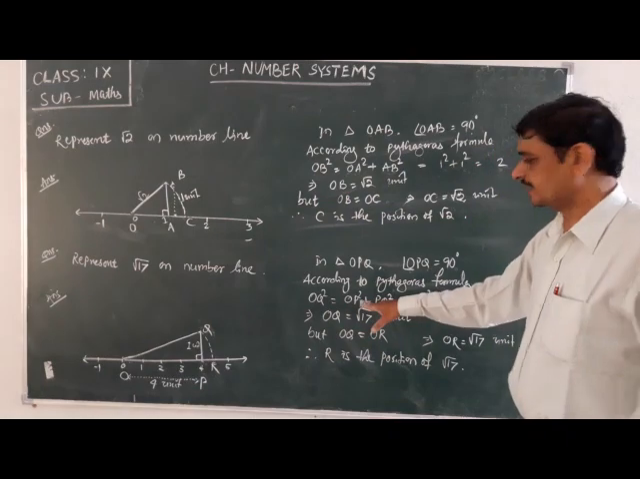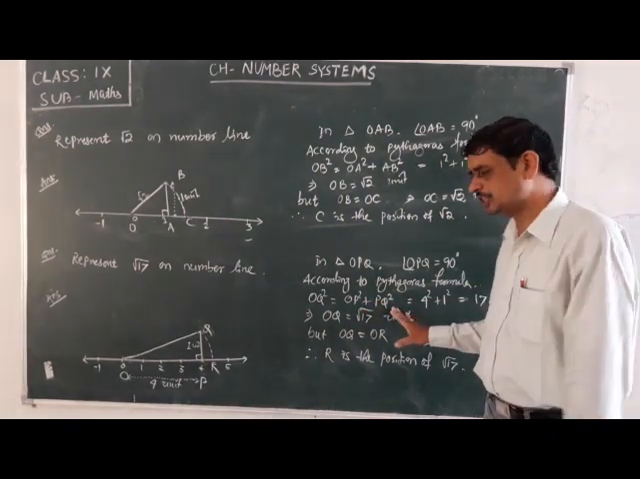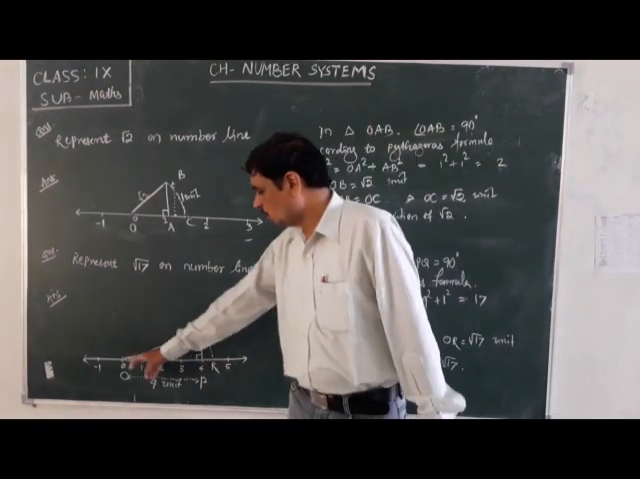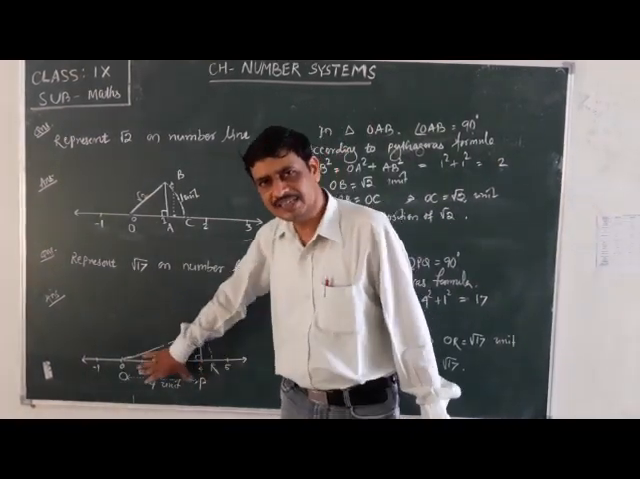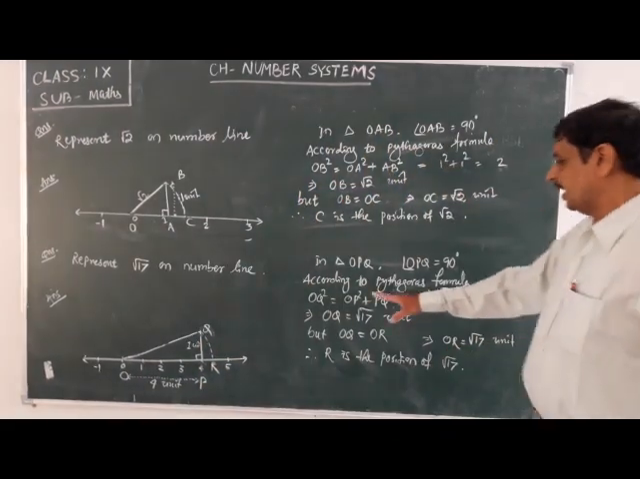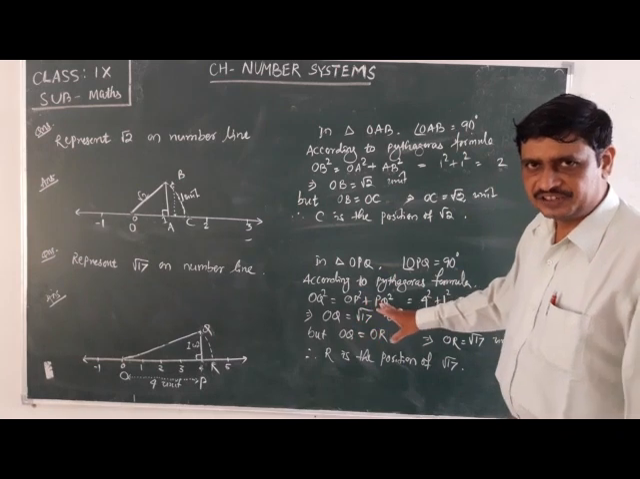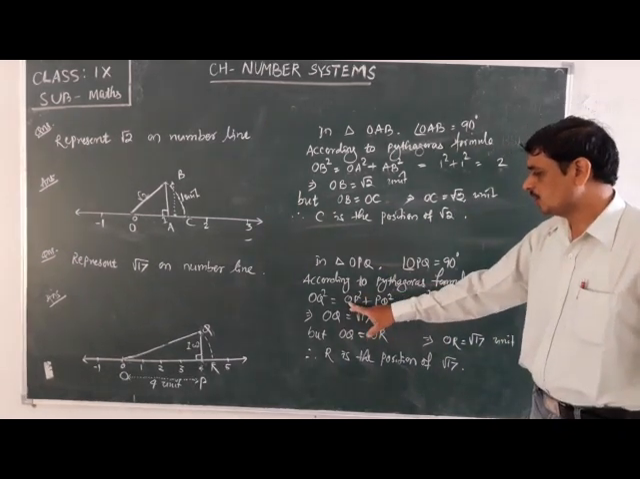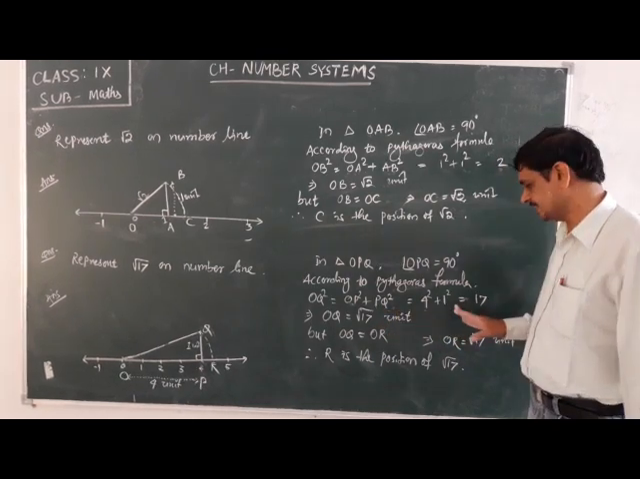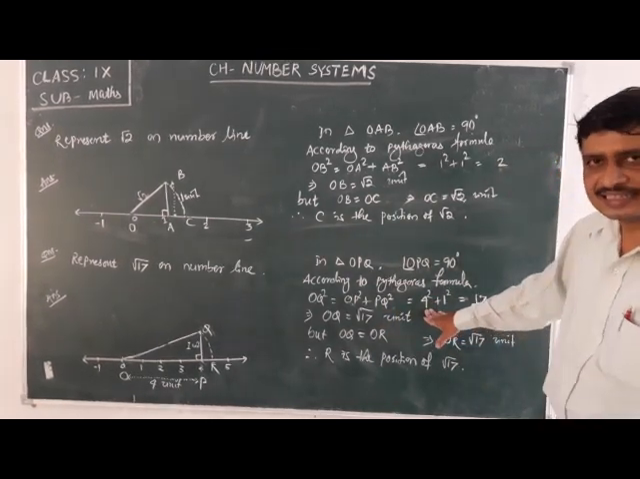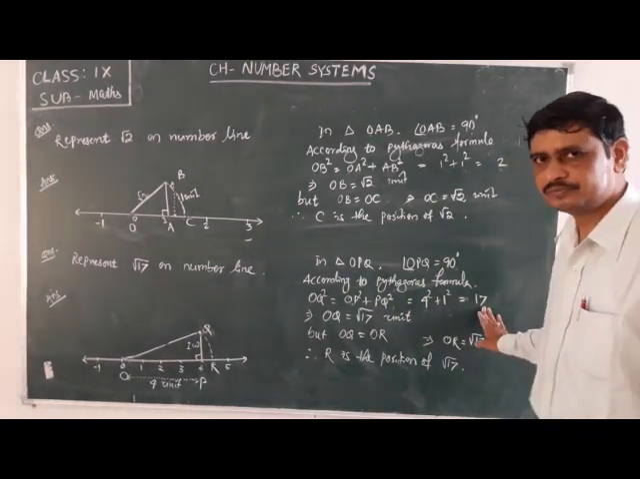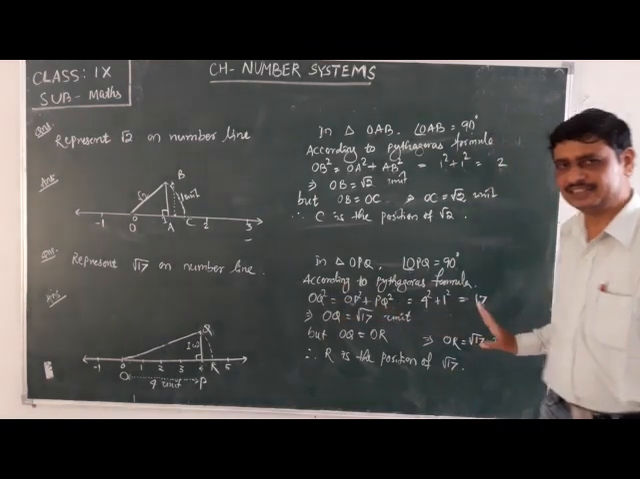Since OQ square is equal to OP square plus PQ square, we have to put the value of OP and PQ. Here OP is 4 unit, PQ is 1 unit. After putting the values, in place of OP square it is 4 square, in place of PQ square it is 1 square. 4 square is 16, 1 square is 1, and 16 plus 1 becomes 17. Here OQ square is 17.